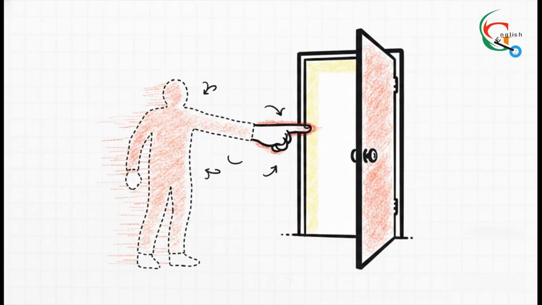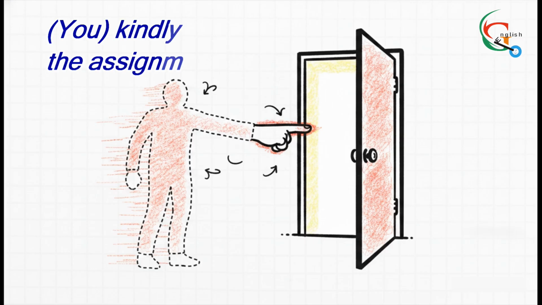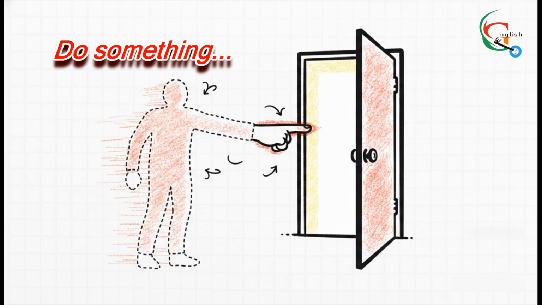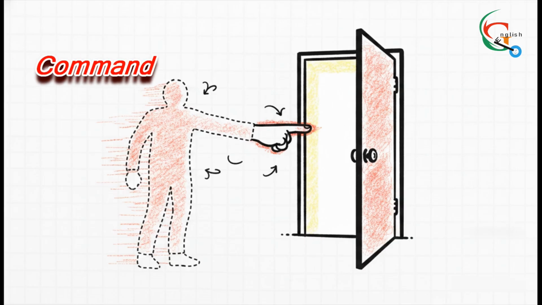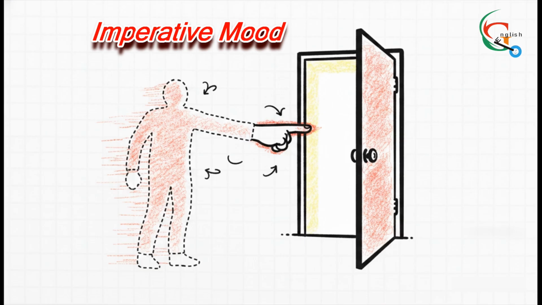And that brings us to the real trick here for your study sessions. The subject in these sentences is always you. It's totally invisible in the text, but it's always implied, like "you close the door," or "you kindly submit the assignment." If someone is telling another person to do something, whether it's a strict command, a really polite request, or just some friendly advice, it's the imperative mood. Think red. Action is required.